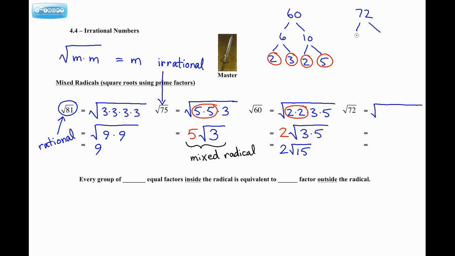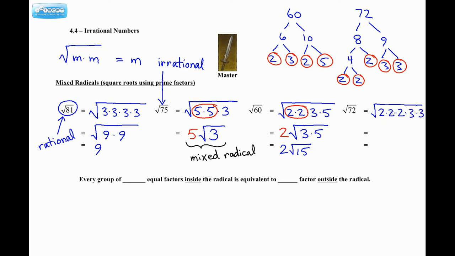72. I know I can break that down into 8 times 9. This is 4 times 2. This is 2 times 2. And 9 is 3 times 3. So these are my primes. That's the best I can do. So I have 3 factors of 2 and 2 factors of 3.